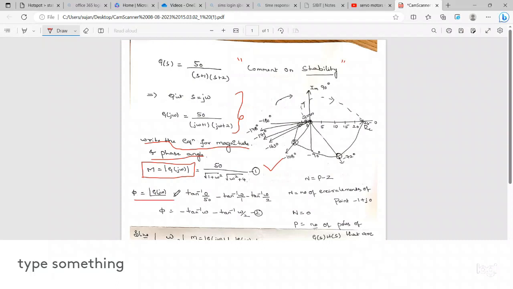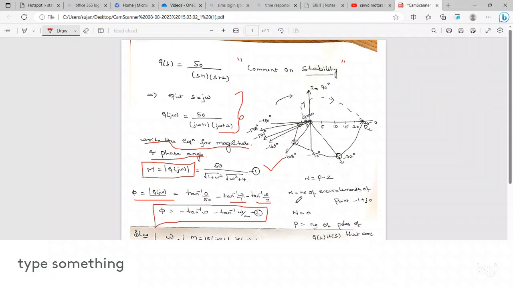And the phase angle equation, as we all know that 50, where s is not there, is a constant value, so no need to take any angle value for that. Then 1 divided by (j omega plus 1) is nothing but j omega plus 1 in the denominator, so minus tan inverse omega by 1. Next is 1 divided by (j omega plus 2), with the 2 in the denominator, so minus tan inverse omega by 2. This is the same procedure to find the angular condition as in your Bode plot.